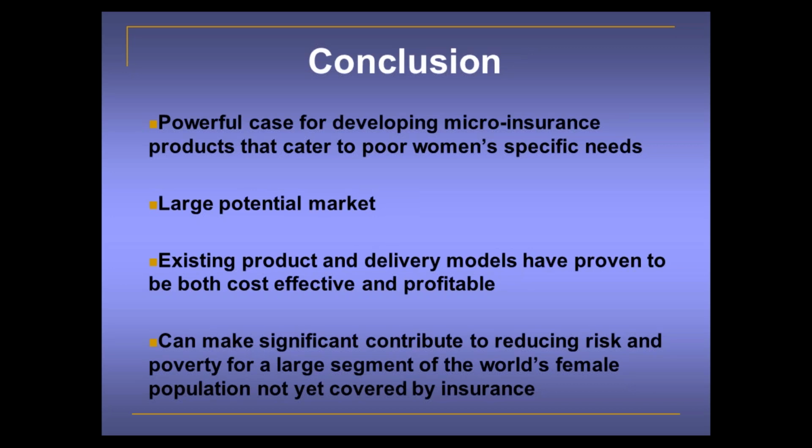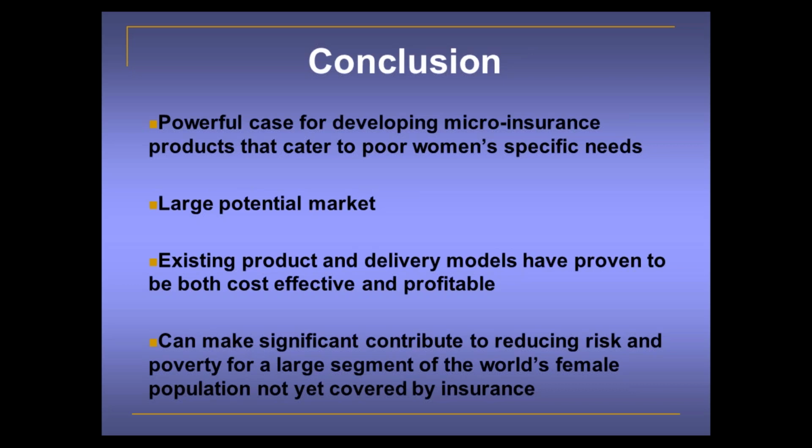So there's a huge potential market. Out of those 2 billion people, 70% are women, maybe a little bit less, but it's a lot. Your existing product and delivery models out there are proven and shown to be cost-effective and profitable. And on the flip side, there is a spin-off effect to families with regard to the social infrastructure and taxes.